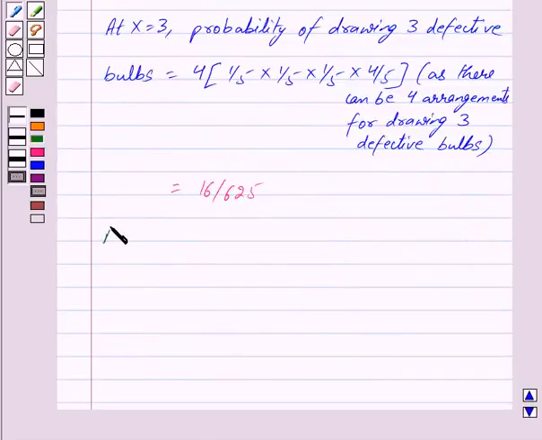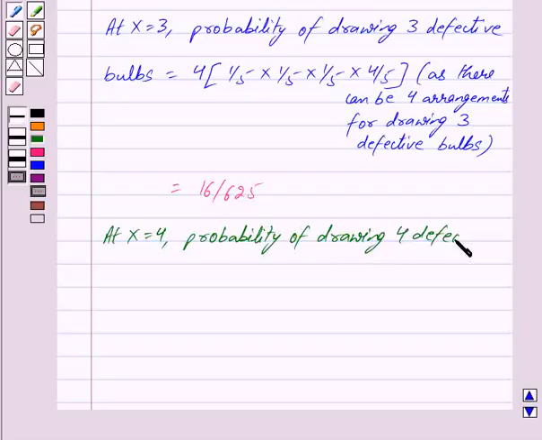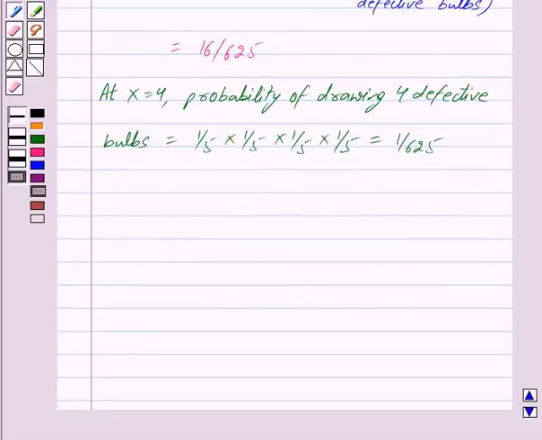Now finally, at X equal to 4, we have the probability of drawing 4 defective bulbs, which is equal to 1/5 into 1/5 into 1/5 into 1/5, as the probability of drawing a defective bulb is 1/5, and we get this is equal to 1/625. So now we will draw the probability distribution table.